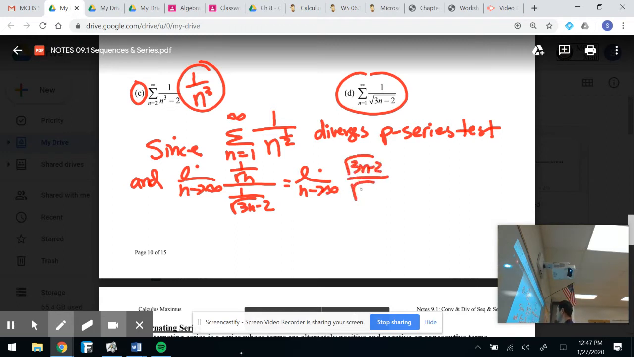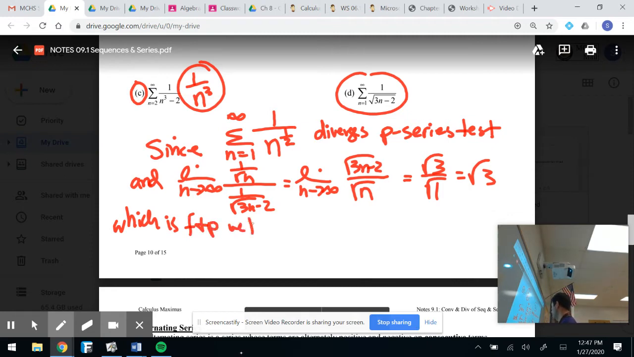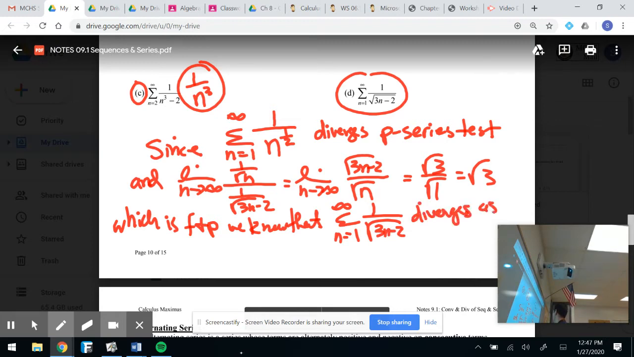That's kind of end behavior model, right, class? That's just going to be equal to the square root of 3 over 1, square root of 1, which would be the square root of 3, which is finite and positive. And because of all that, we know that the original problem that looks pretty tough off the bat, 1 over the square root of 3n minus 2, diverges as well by the LCT, the limit comparison test.